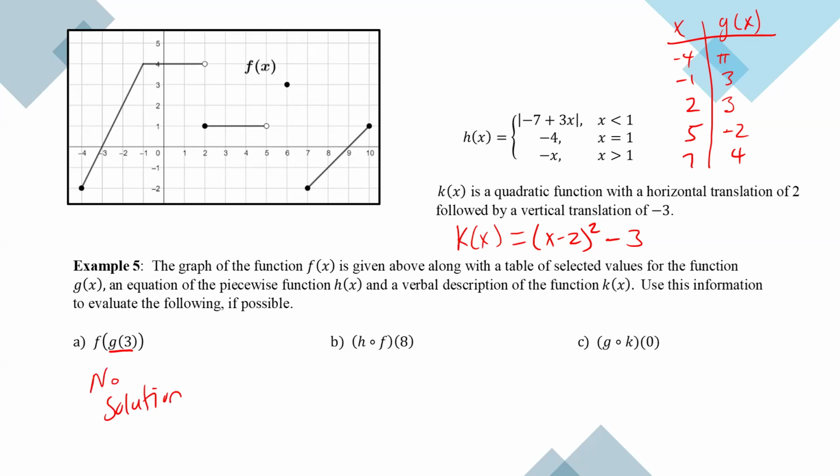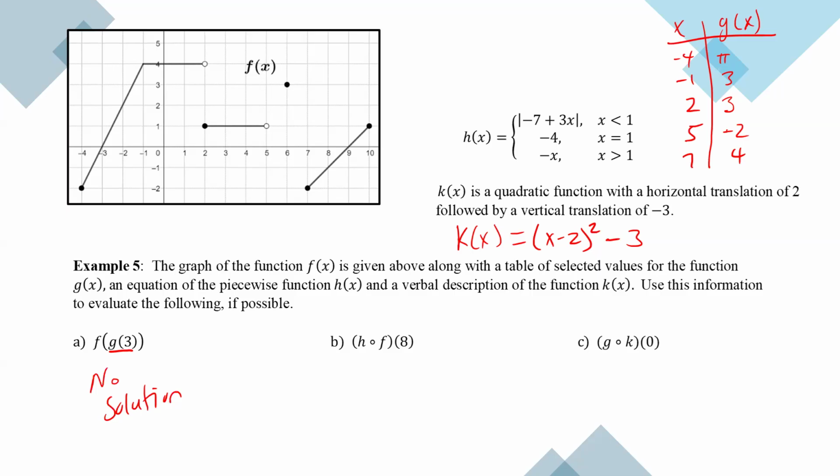All right. Why did I put no solution here though? There's no 3 on the G of X, right? And this is discrete data. So they're giving me information here and there and there's nothing I can do with it. Make sense? Okay. So therefore there is no solution. All right. Now go on to B.